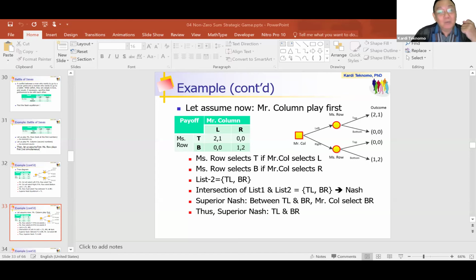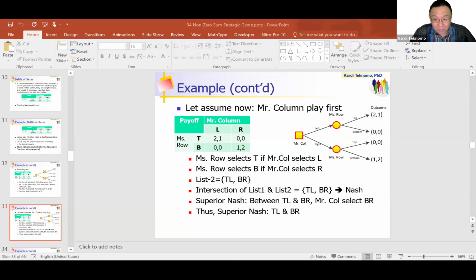Okay, now what happens if Mr. Column decides to choose right here? So what will Miss Rowe do? Miss Rowe will compare between 0 and 1. Of course, Miss Rowe will choose B. Yeah, with this one here, bigger, right, than 0. So the choice is BR again. So the intersection is what? TL and BR. Yeah, we have list 2 as TL and BR. Between list 1 and list 2, the intersection is TL and BR.